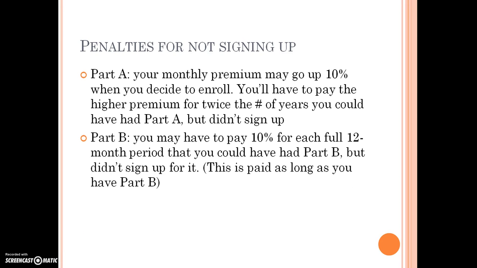Now, you're going to have penalties for not signing up for Part A or Part B. Your monthly premium may go up 10% when you decide to enroll. You'll have to pay the higher premium for twice the number of years you could have had Part A but didn't sign up. For Part B, you may have up to a 10% penalty for each full 12-month period that you could have had Part B but did not sign up for it. This is paid as long as you have Part B.